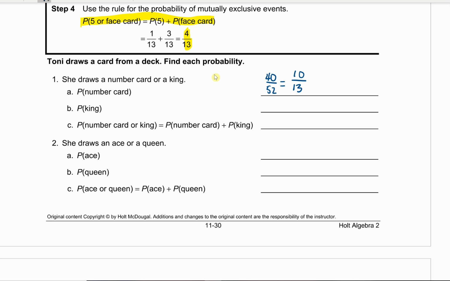Probability of drawing a king. How many kings are there? There are 4 kings. 4 out of 52, that is a very small number. 1 out of 13. All right. So, number card or king. Add them up. 10/13 plus 1/13, 11/13.